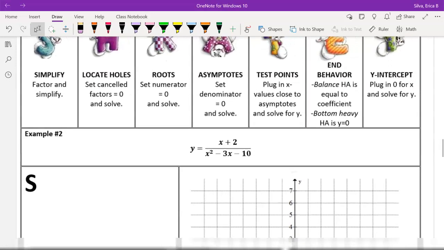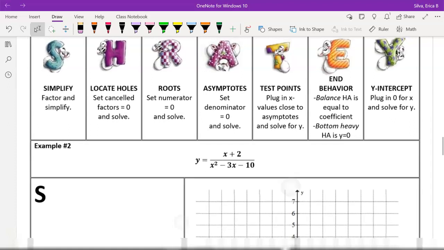All right, we're going to go over example number 2 again. Excuse my puppies in the background. They're playing with the backyard dogs.